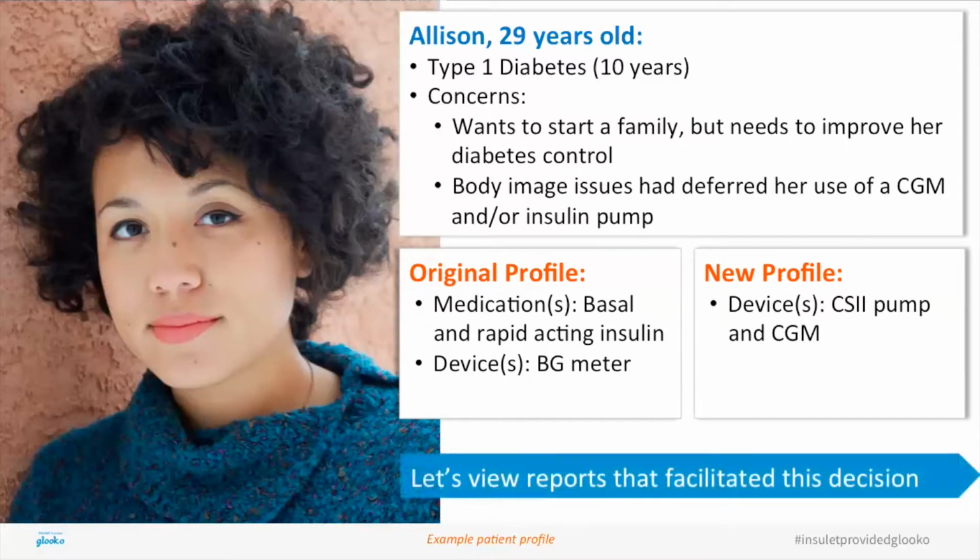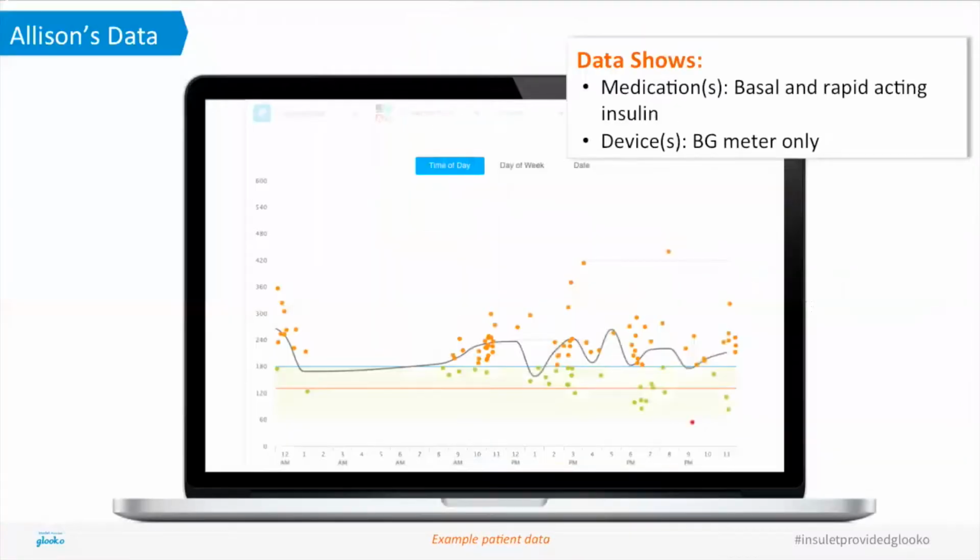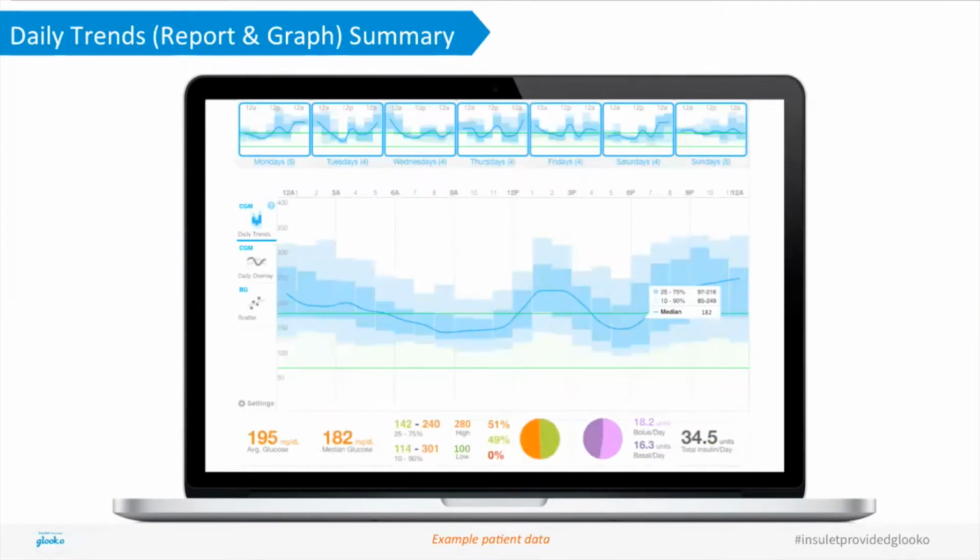Now let's look at the Glooko reports that assisted with making this care transition. As you can see from Allison's report in the BG time of day graph, her BG range was pretty high throughout the day, and her A1C was much higher than desired, especially given the fact that Allison wants to start a family. As a result, she and her healthcare professional decided to start her on a CGM. The next report that is useful for patients like Allison is a daily trends graph within the Glooko pump and CGM graph tab.